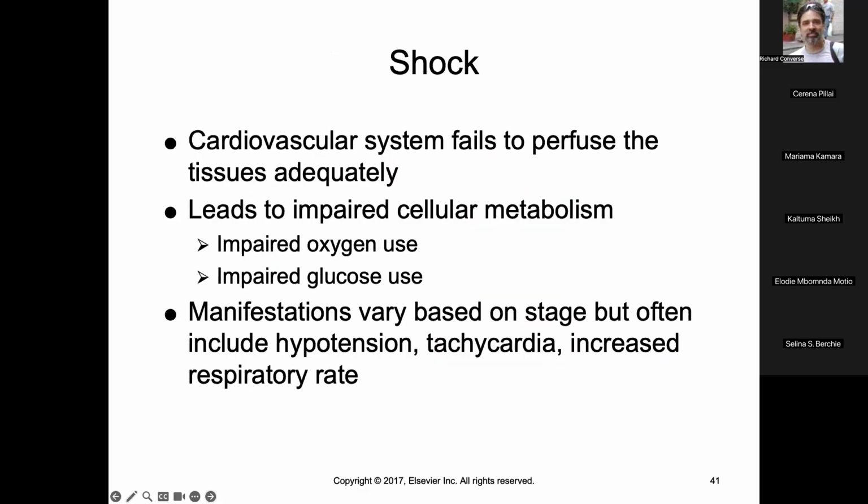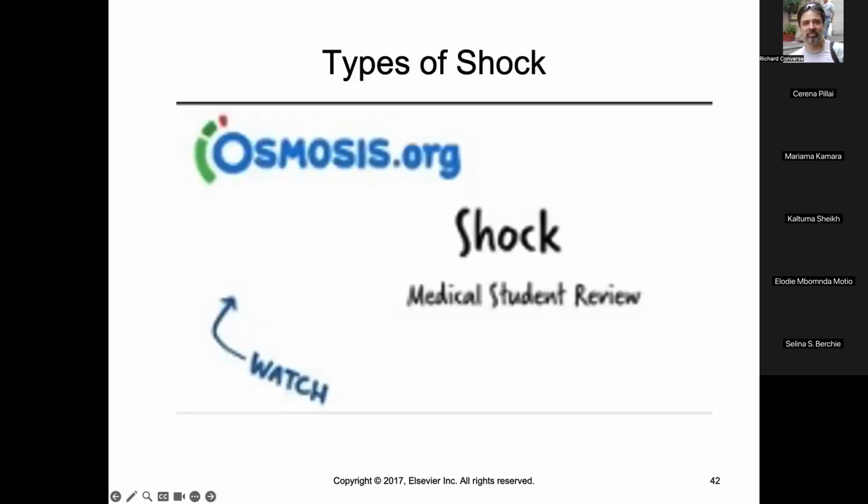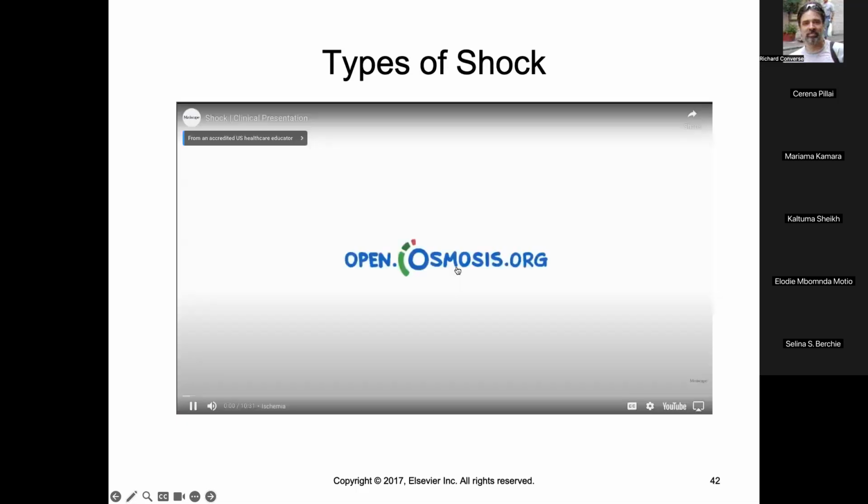All right. Now, shock is where the cardiovascular system fails to perfuse the tissues adequately, leading to impaired cellular metabolism, reduction in oxygen use, and impaired glucose use. Manifestations vary depending on the stage, but often we see hypotension, tachycardia, and an increased respiratory rate. So let's take a look at shock in a little bit more detail. Okay.